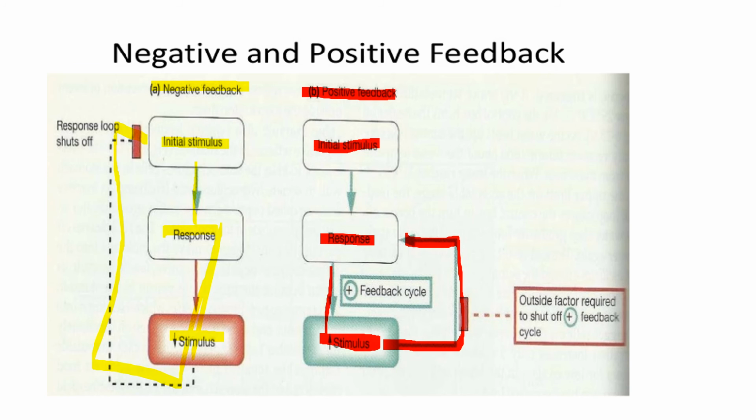Another example of positive feedback is childbirth, where the stimulus is the fetus pushing down on the uterus and on the cervix, and it's going to increase the release of the hormone oxytocin. That's going to continue until the fetus has exited the uterus.